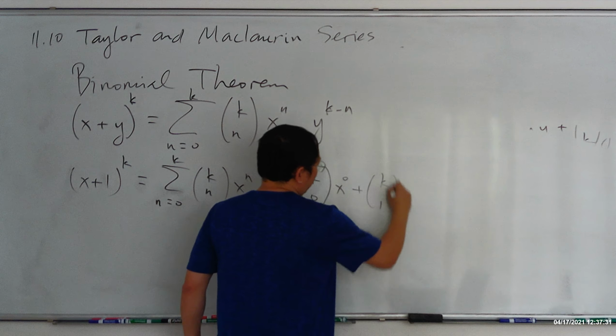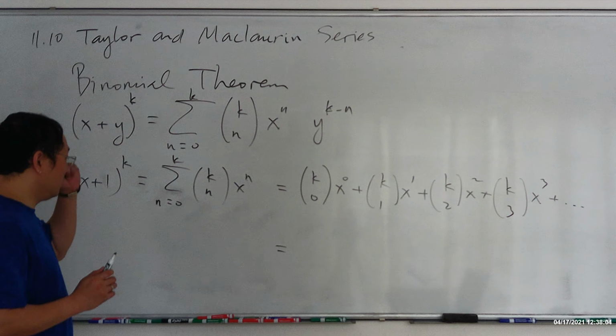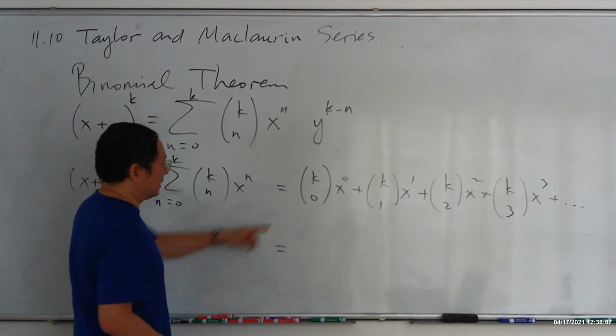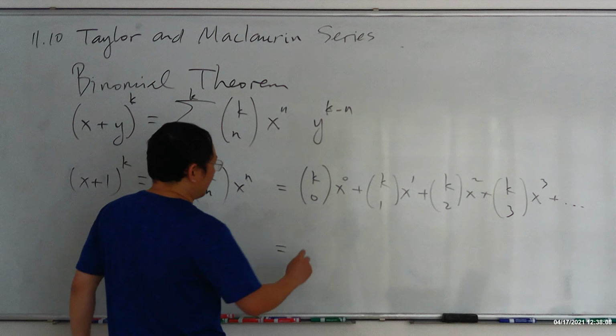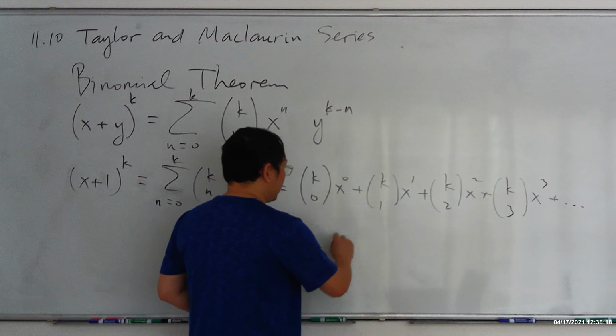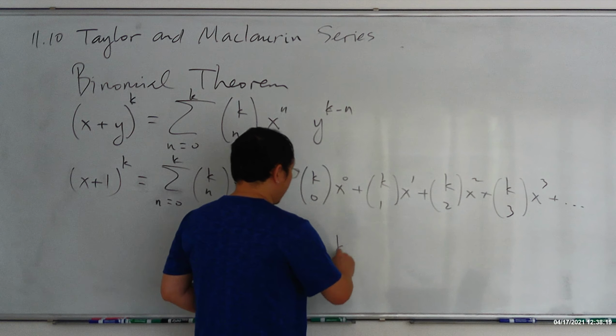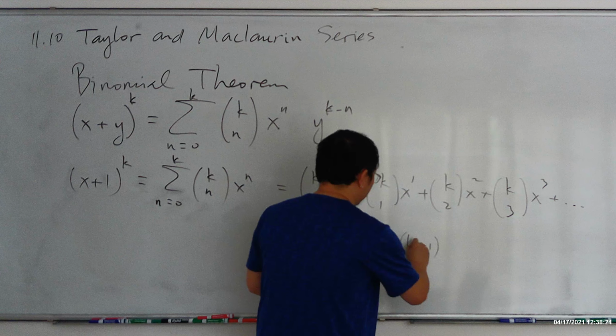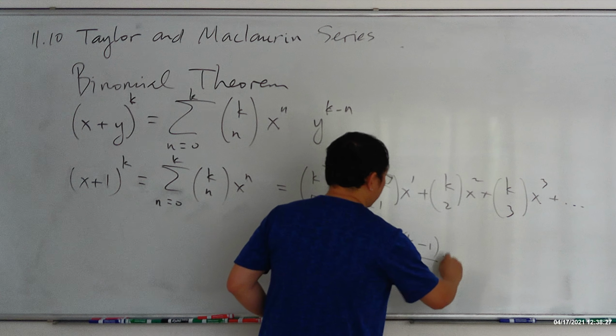In Calc 2, we claim that the exponent k may not be a whole number, may not even be positive; it could be any kind of number, positive or negative. It turns out that this combination notation doesn't make much sense anymore, so we're going to write the explicit form of it. K choose 0 is just 1, so 1 times x to the 0, which is 1. K choose 1 is kx. K choose 2 is k times k minus 1 over 2 factorial x squared.